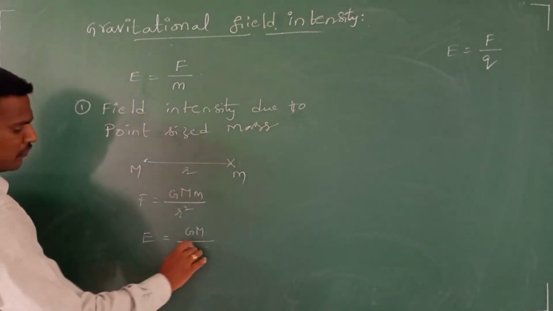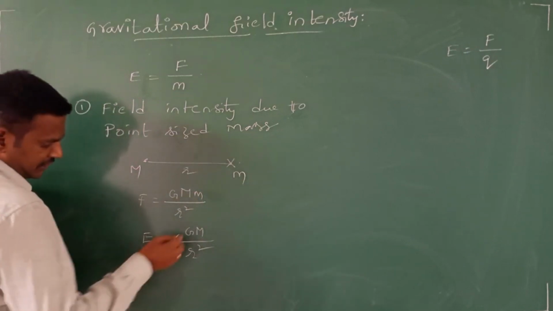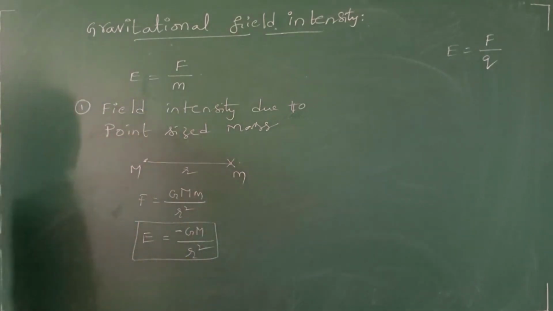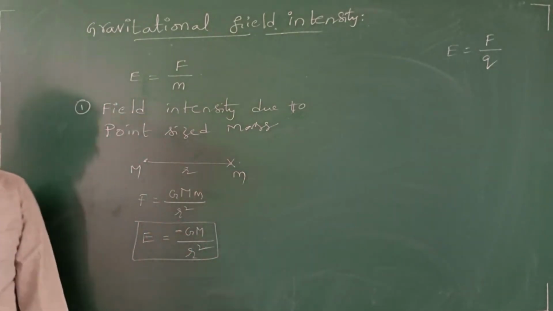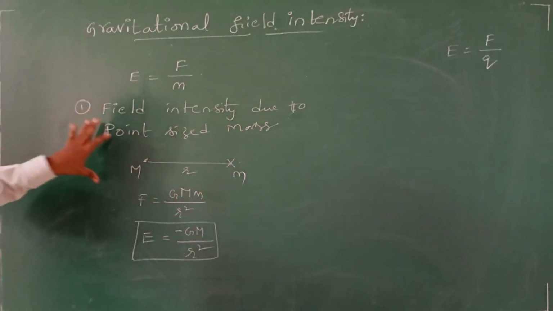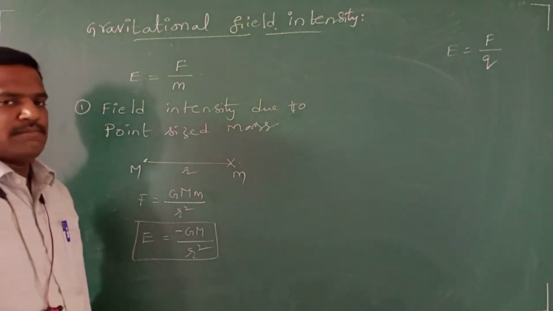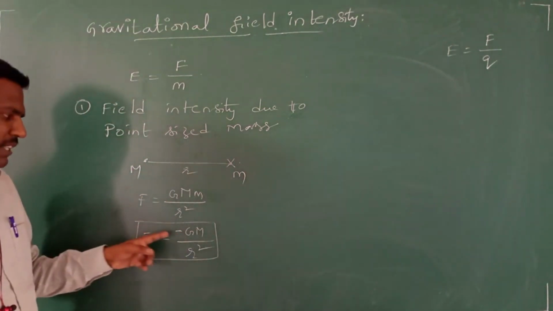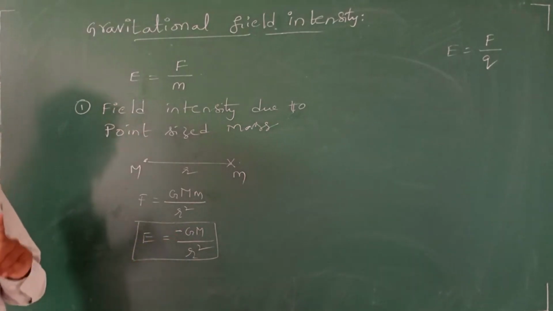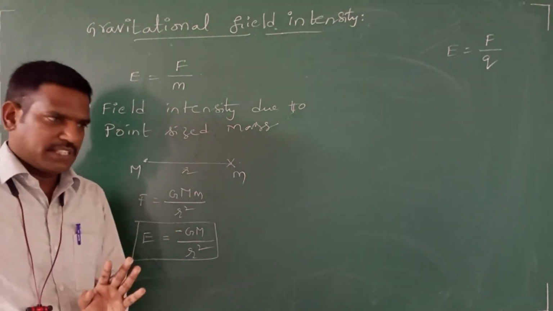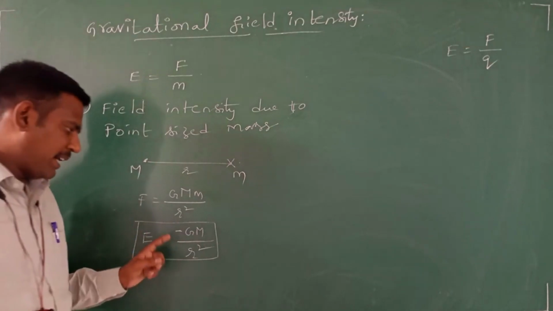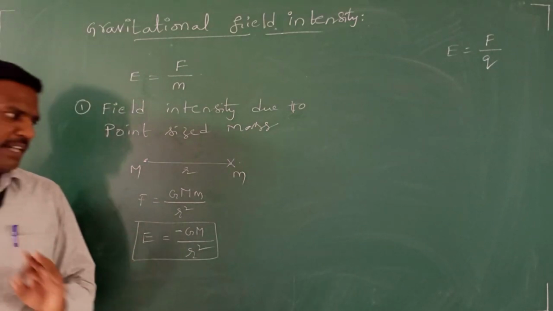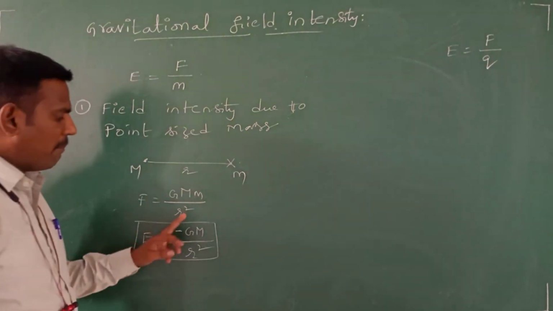Since it is an attractive force in nature, the gravitational field intensity must be represented with a negative sign. E will be equal to minus GM by r square. You have to represent the gravitational field intensity specifically with the negative sign convention. In some books they have given it without the negative sign, very few books give the negative sign. But remember, whatever book you see, keep in your mind that gravitational field intensity must be represented with a negative sign. Keep in your mind that important point. So E will be equal to minus GM by r square.